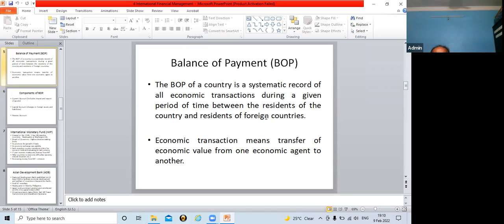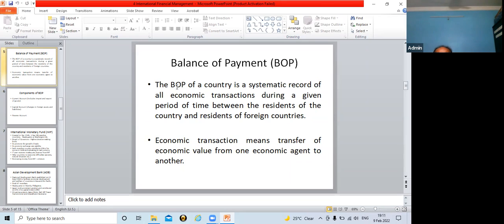Now, when we export services, this particular transaction will have credit effect, because India will be receiving dollar from America. So in BOP, there are debit as well as credit. So it is based on double entry system. We know what is double entry system, that there are two transactions recorded, debit as well as credit.